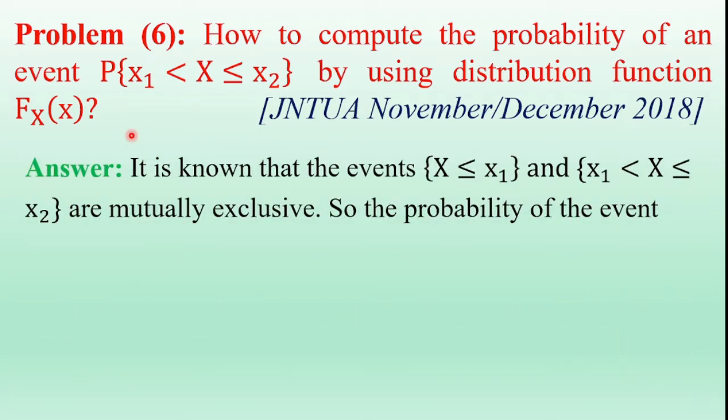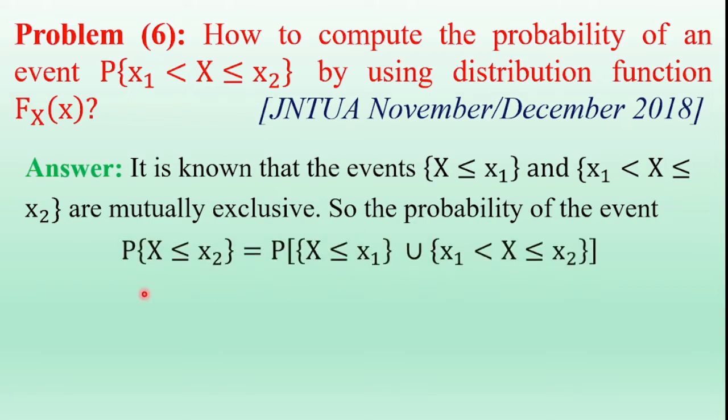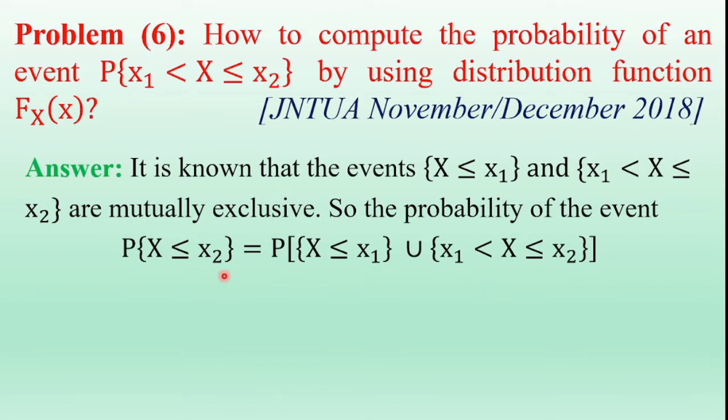So coming to the solution, we know that the events X less than or equal to x1 and x1 less than X less than or equal to x2 are mutually exclusive events. So the probability of the event X less than or equal to x2 is equal to the probability of X less than or equal to x1 union x1 less than X less than or equal to x2. Here there are two events: this is one event and this is the second event. These two events are mutually exclusive.